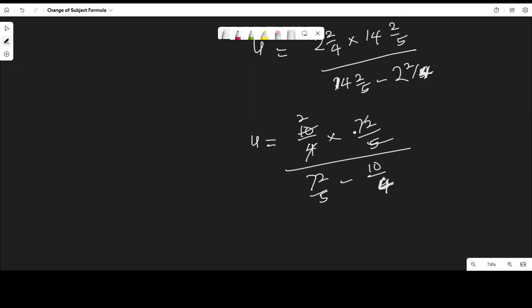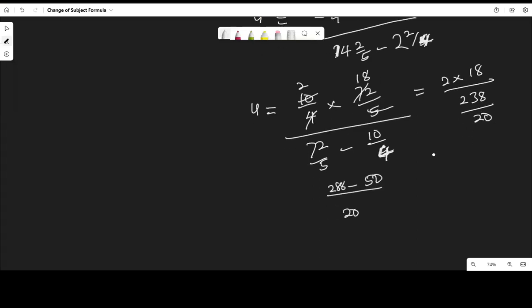4 in 7 is 1, remember 3, 4 in 30 is 8, so we have 2 times 18 over... LCM of 5 and 4 here is 20, 20 divided by 5 is 4, 4 times 72, 72 times 4 is 288. 288 minus 20 divided by 4 is 5, 5 times this is 50. 288 minus 50 is 238. So here we have 238 over 20.